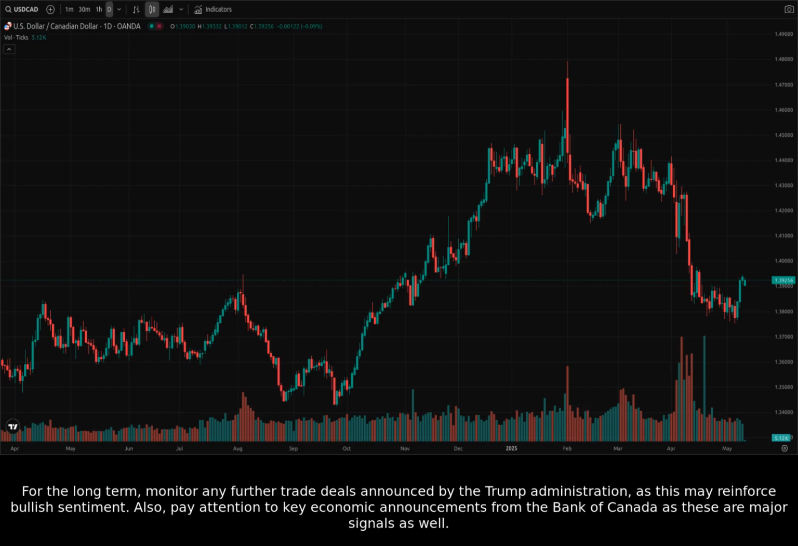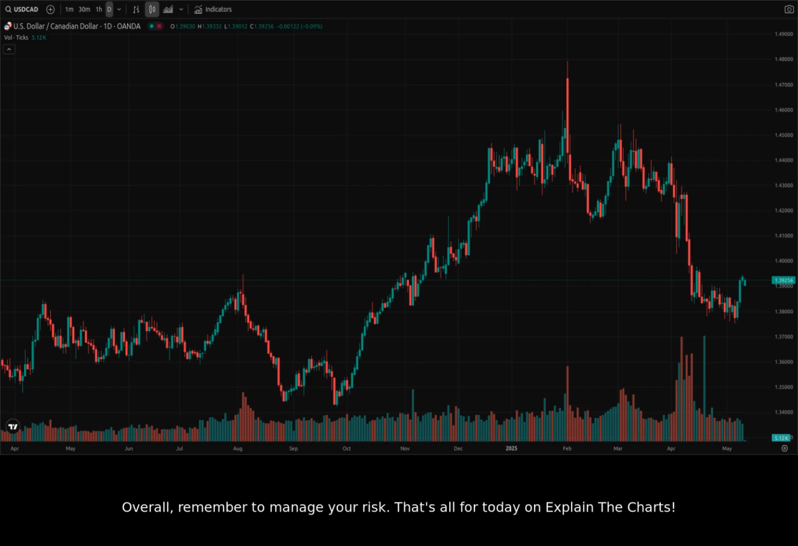For the long term, monitor any further trade deals announced by the Trump administration, as this may reinforce bullish sentiment. Also, pay attention to key economic announcements from the Bank of Canada, as these are major signals as well. Overall, remember to manage your risk.